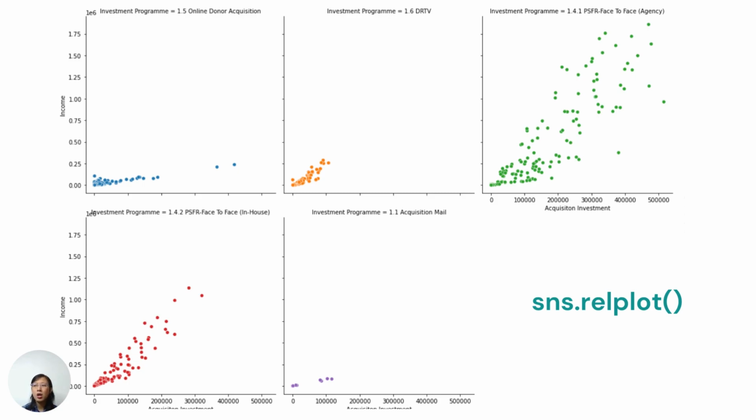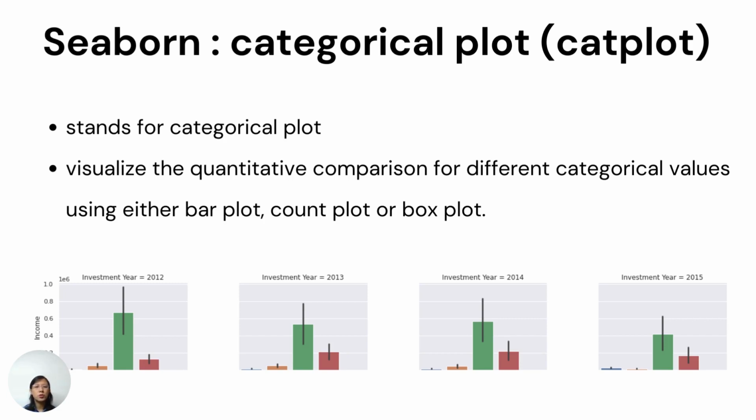For this, you can see how the data is being distributed. So it makes it much easier for us to use this REL plot and then just set the parameter kind to be scatter or line, depending on how we want to see the data. Now, let's move on to the categorical plot. CAT plot stands for categorical plot. It helps us to visualize the quantitative comparison for different categorical values using either bar plot, count plot, or box plot. All right, let's start with bar plot.